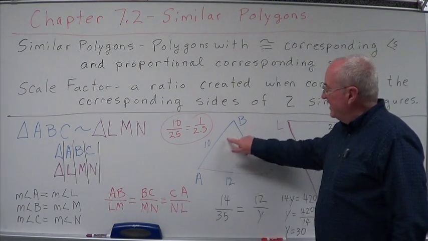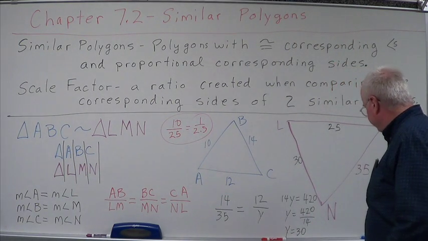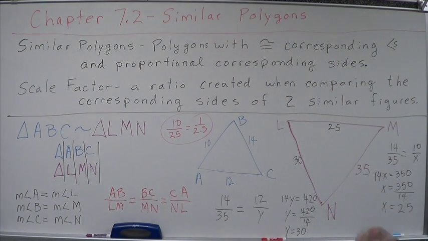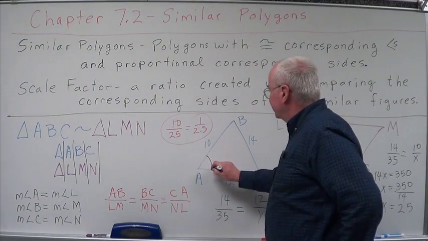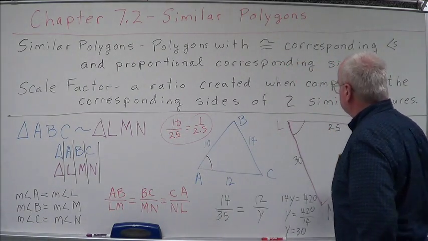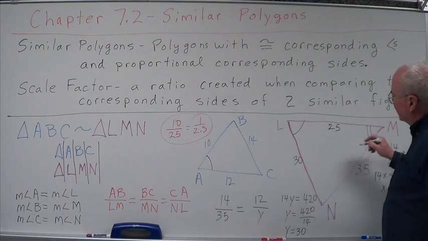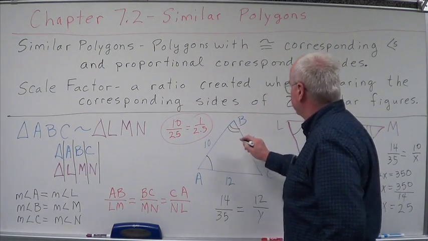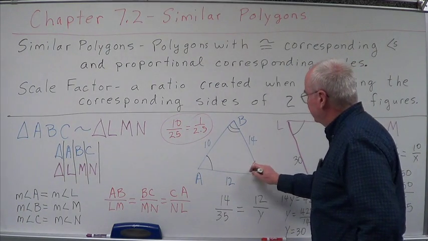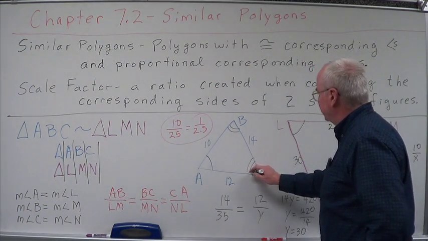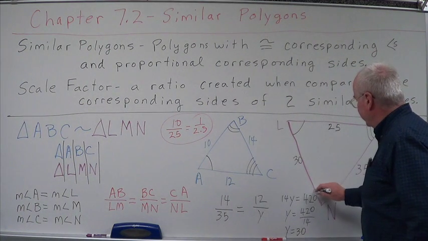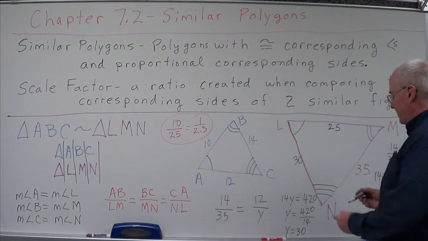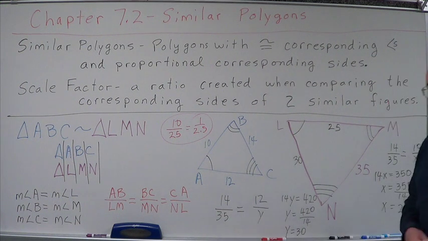Proportional. These angles are considered equal. Let's mark those. Angle A is going to equal angle L. Angle M is going to equal angle B. And angle C is going to equal angle N. Corresponding angles are congruent. Corresponding sides are proportional. All right? Let's do some problems.